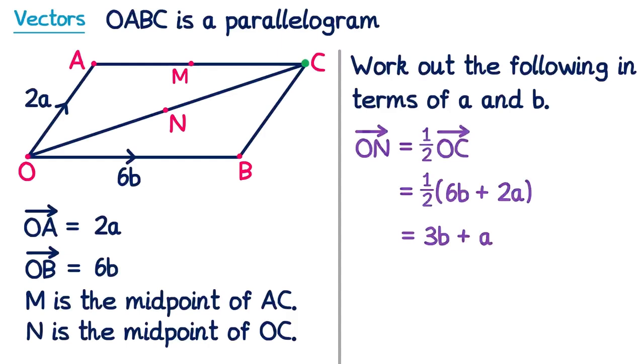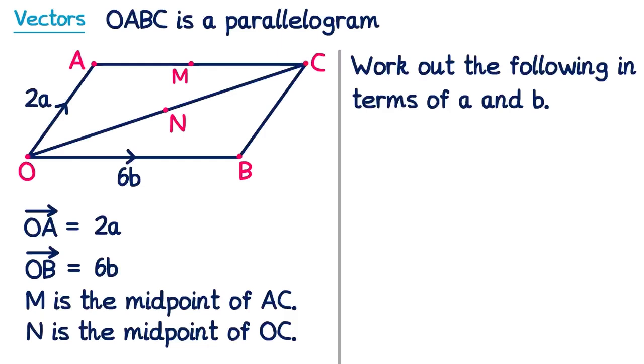Now let's have a look at another vector. This time we're going to look at the vector from N to B. So let's bring the green dot back. We'll start at N and we'll need to find a journey to get to B. So I'm going to say we go from N to O first. So that's the vector from N to O, and then we go along O to B, so we'll add to this the vector from O to B.